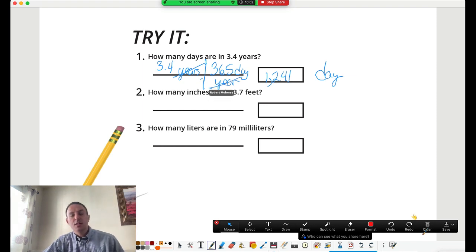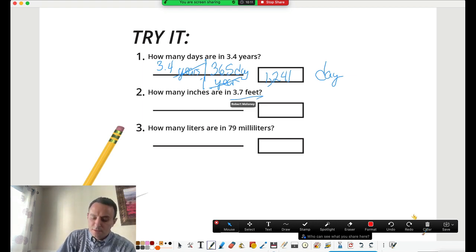Again, the goal is to use that quotient property to get rid of years. We're going to leave days, but we're going to get rid of years. Okay, and it's the same as we work through another problem.